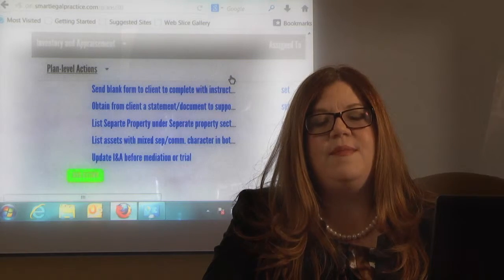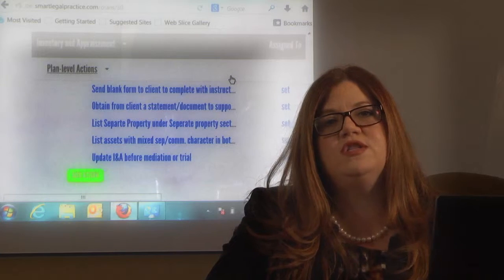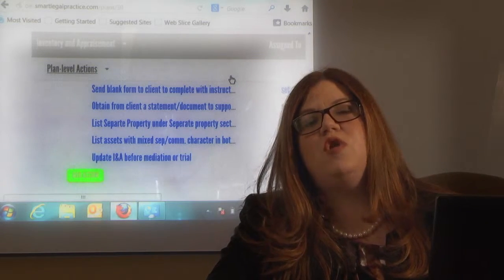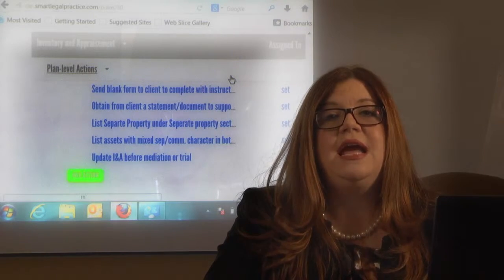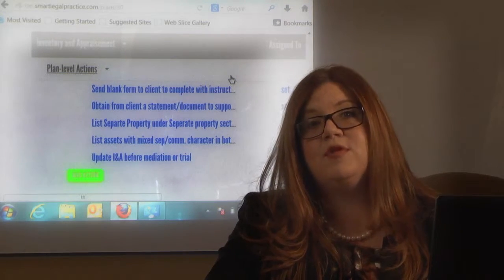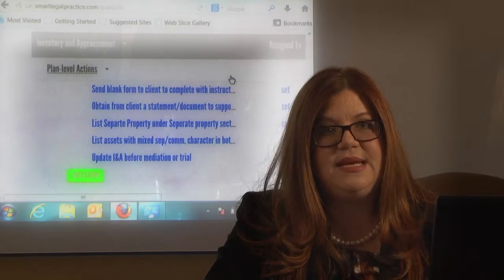So we need to educate them and ask them, where did you get this asset? Did you own it before marriage? So on and so forth. And it's so common that we have assets that are mixed character. Either they're mixed character or maybe there's a reimbursement claim. And sometimes that isn't clear until a little bit more discovery has been done.